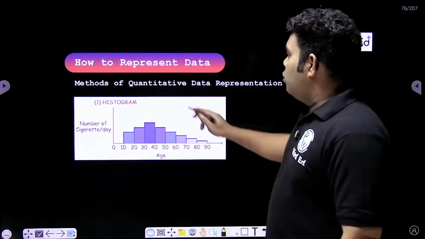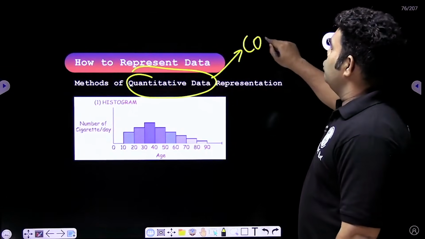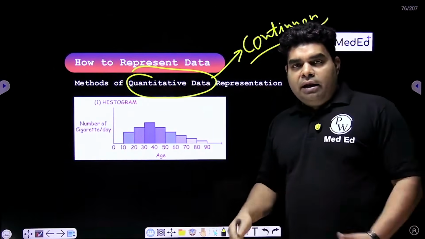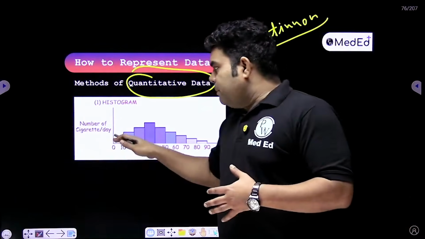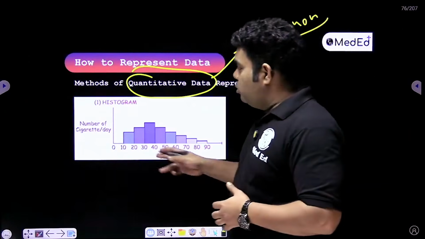First is about quantitative data. Quantitative data is something which is continuous, which has no gap in between, like weight, BP, height and all. So suppose I am writing the number of cigarettes you are smoking per day with age. Usually no one started smoking before 10 years of age.